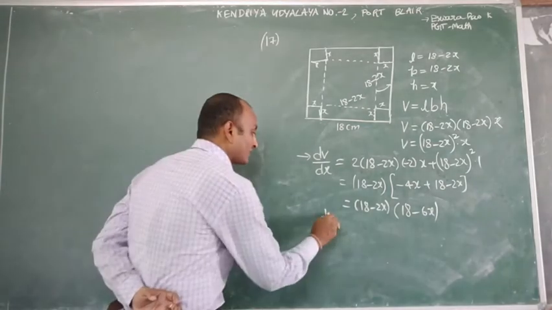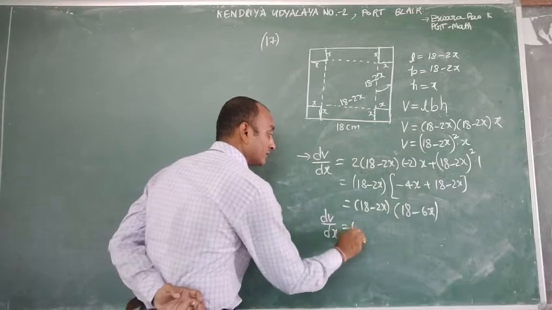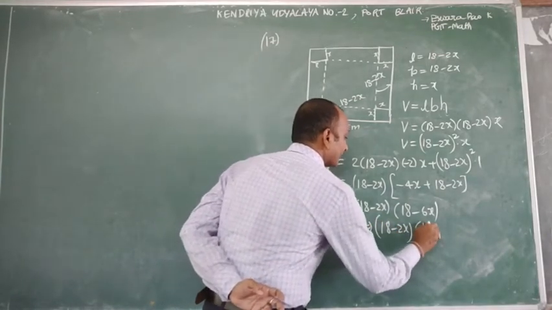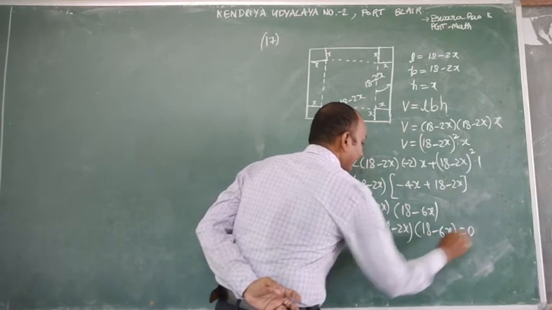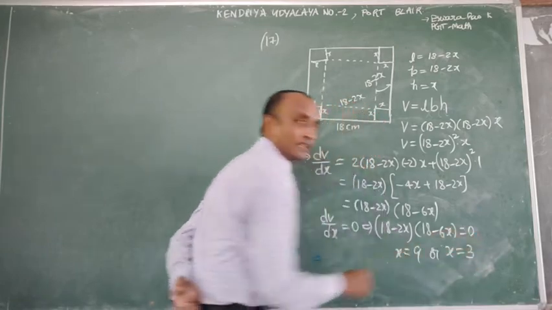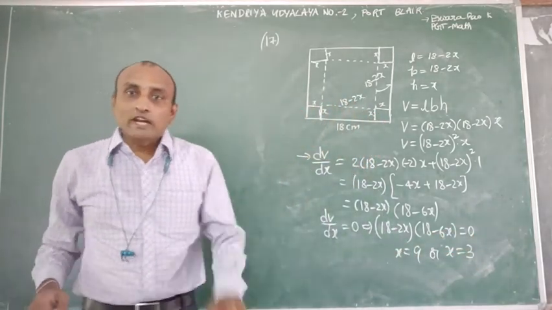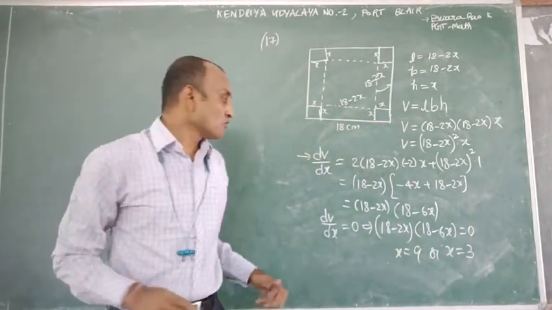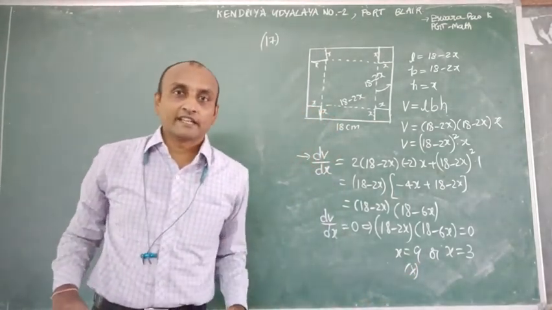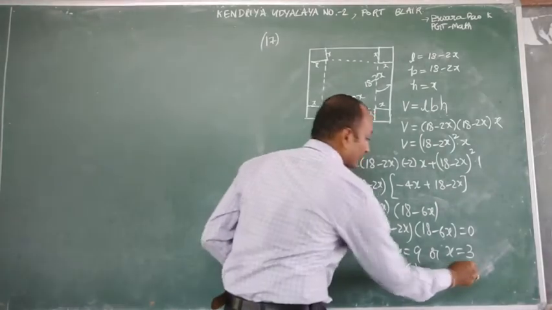For the first derivative test, dV by dx is equal to 0, which means (18 minus 2x) into (18 minus 6x) is equal to 0. So x is equal to 9 or x is equal to 3. Among these two values, I should take only one. I should not take x is equal to 9. Think once, why shouldn't I take x is equal to 9?